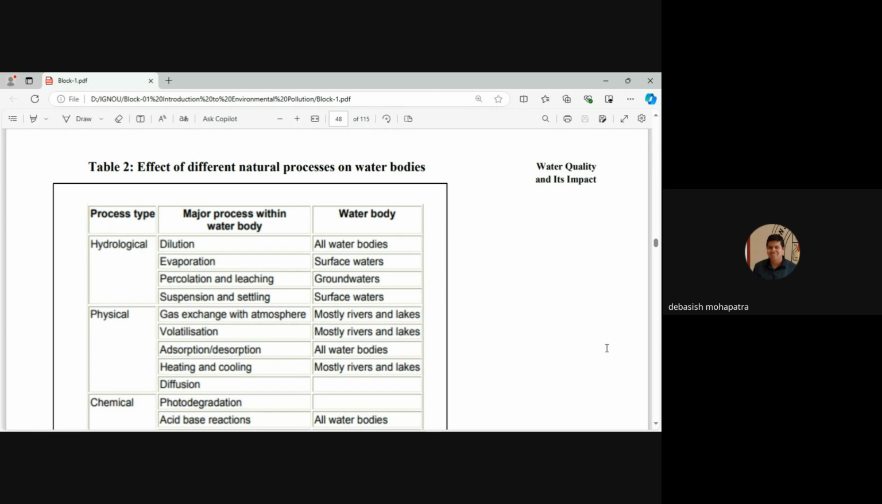Then physical: gas exchange with atmosphere, volatilization, absorption, dispersion, heating and cooling, and diffusion. Gas exchange with atmosphere is mostly in rivers and lakes. Volatilization is mostly in rivers and lakes. Absorption and deposition are in all water bodies. Heating and cooling mostly in rivers and lakes. And diffusion is not given.